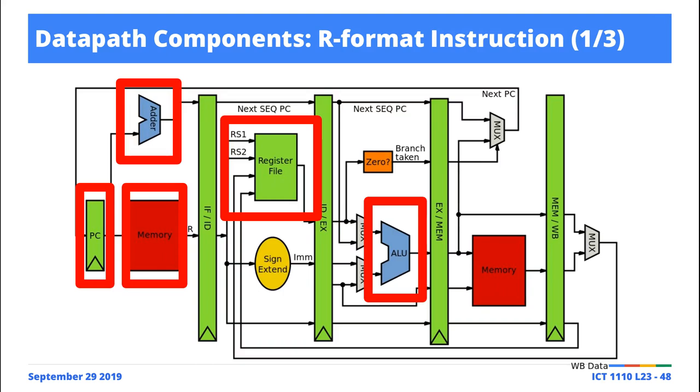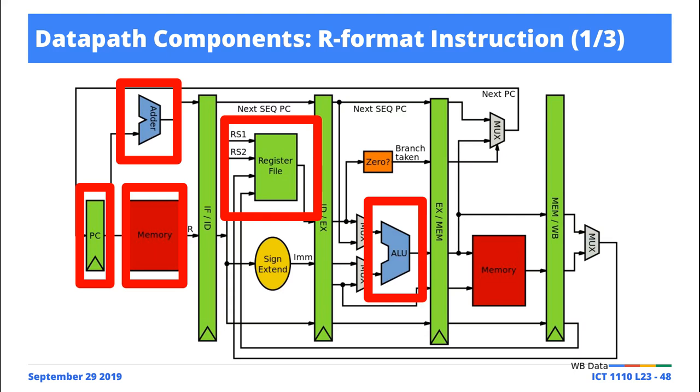why this is here. And incidentally, this part here is applicable to I-format instructions, J-format instructions, and R-format instructions. Why? Because irrespective of the instruction, you must fetch the instruction you wish to execute from memory, right? And then it's going to be fanned out to the different components depending on the type of instruction.